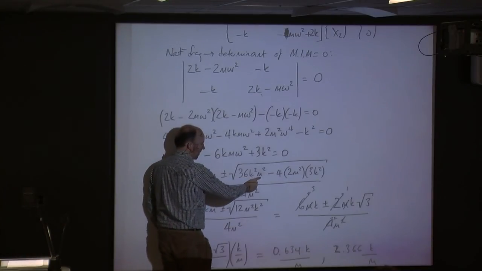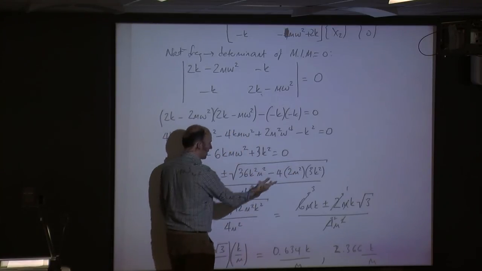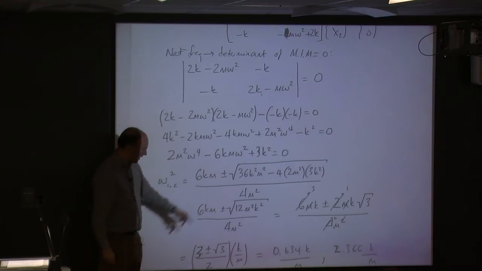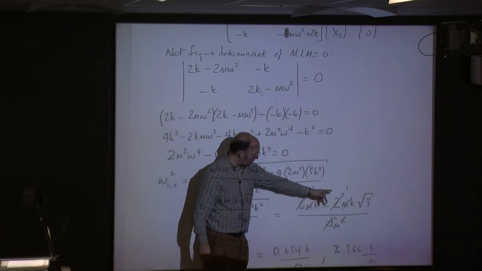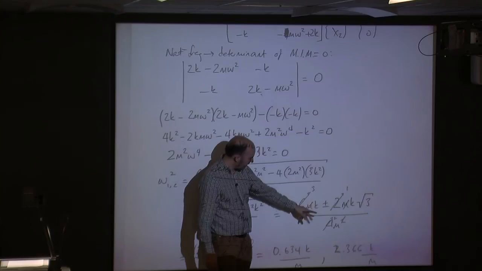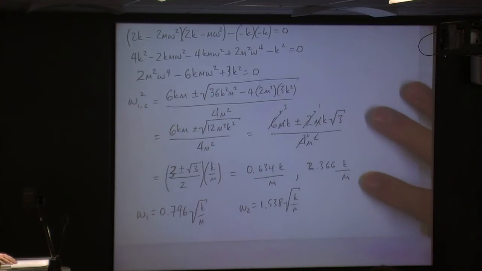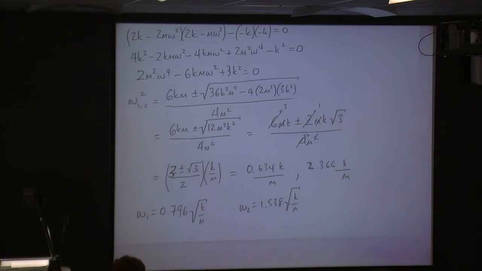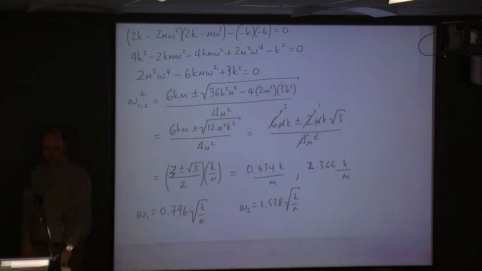36 k squared m squared minus, this is going to be 4 times 2, which is 8, times by 3 is 24. So 36 minus 24 is 12. So it's root 12 m squared k squared. Obviously, you can simplify this down to 2 root 3. So we end up with 2 mk root 3. The 6, 2, and 4 all have 2 in common, so they can all be divided by 2. And m divided by m squared is 1 upon m. And so we end up with 3 plus or minus root 3 upon 2 times by k upon m as our 2 natural frequencies. Then you take the square root of those 2 terms and you get these 2 terms down here for omega 1 and omega 2.